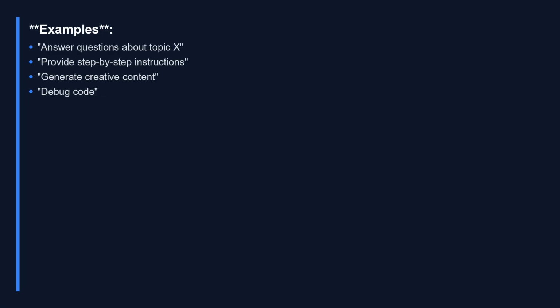Task types define what the model actually does. Answer questions about topic X. Provide step-by-step instructions. Generate creative content. Debug code. Your dataset should cover the full range of tasks your model will encounter, not just the easy ones. If you only train on simple questions and answers, that's all your model will handle gracefully.